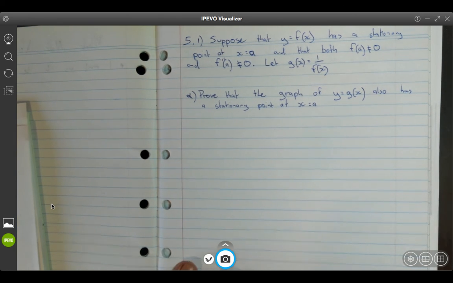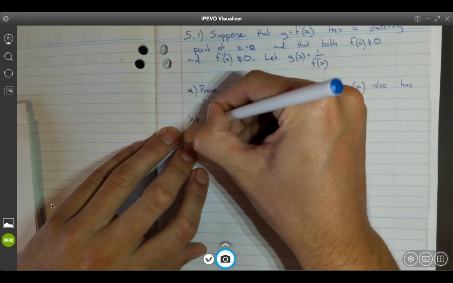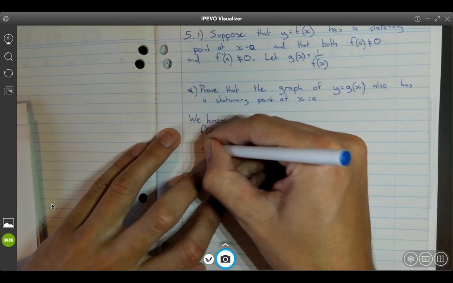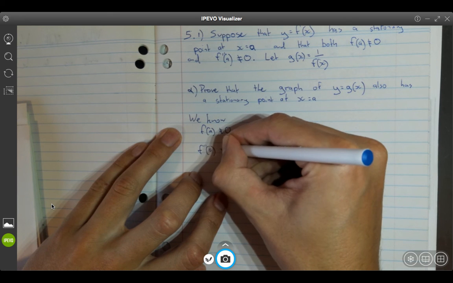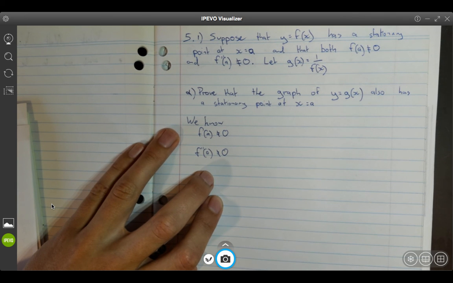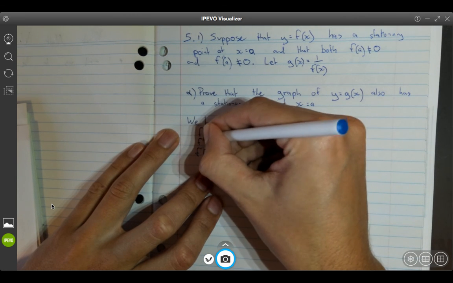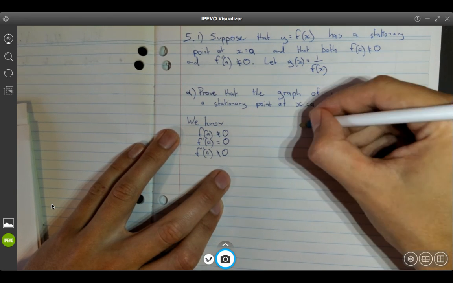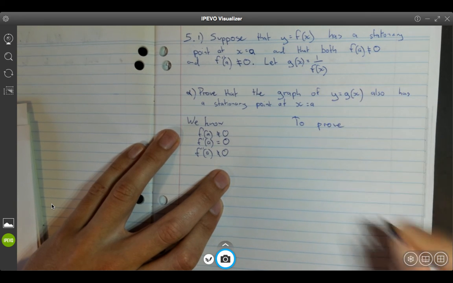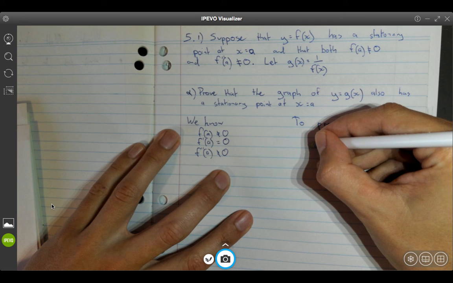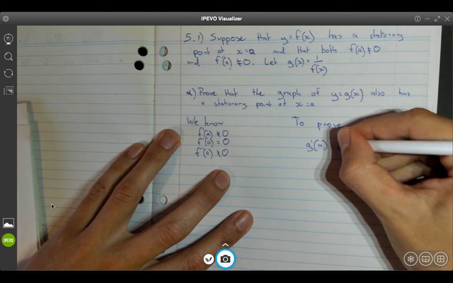So we know that f of a does not equal 0. We know that f double prime of a does not equal 0. We also know that we have a stationary point at x equals a, so that tells us that f prime of a does equal 0. We're trying to prove that we also have a stationary point on g of x at x equals a. So we're wanting to try and prove that g prime of a equals 0.